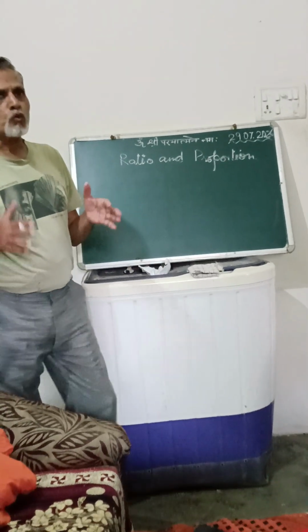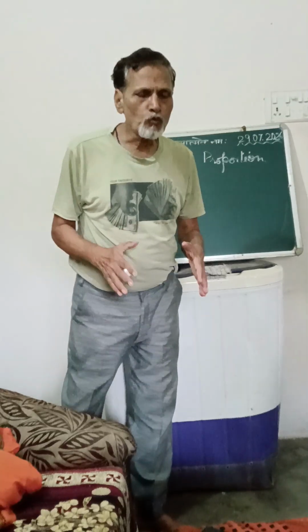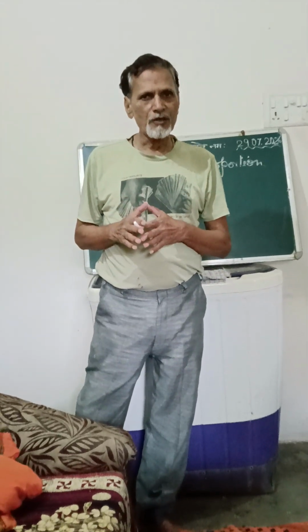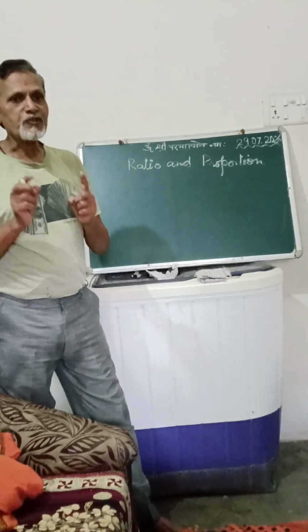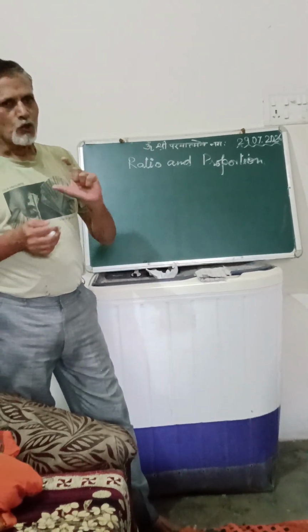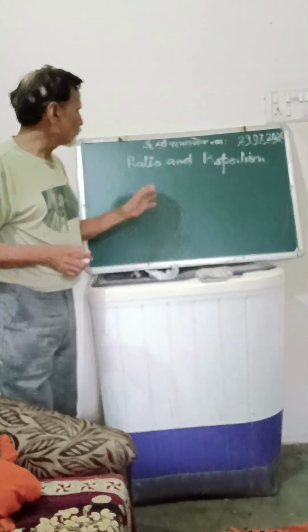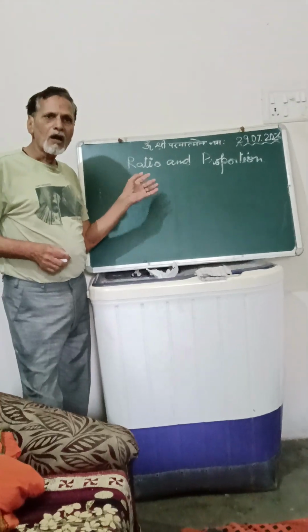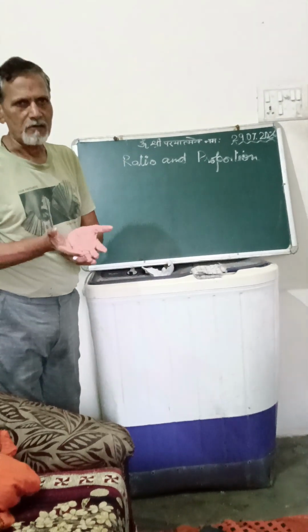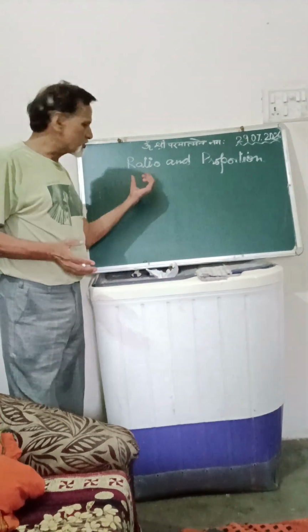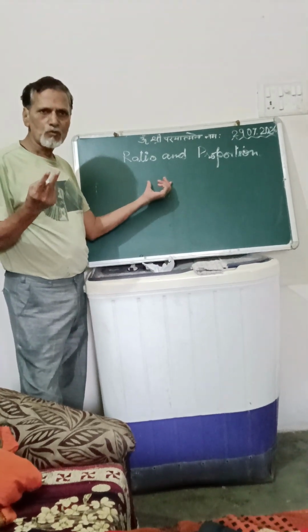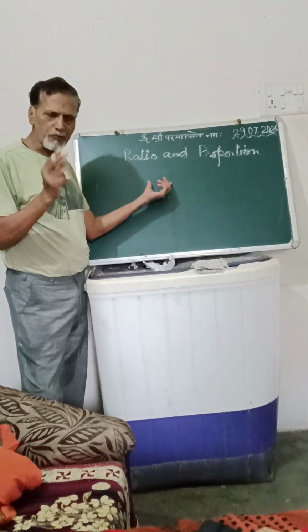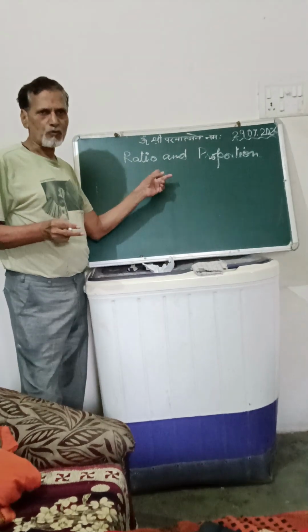Mind it, two or more than two physical quantities, I mean identical, they should have the same unit, are compared. The least relation among them, if there are two between them, is called ratio.